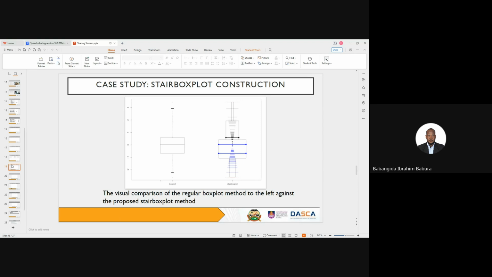This particular point specifically shows those points that are at the quartile position, and it also maintains the display of the box plot in that particular sense. And you see also they display each other. So the visual comparison of the regular box plot method on the left against the proposed stair box plot is now visualized there.